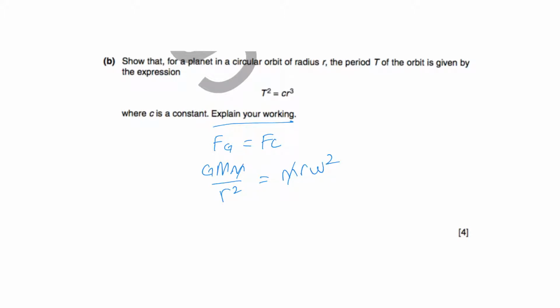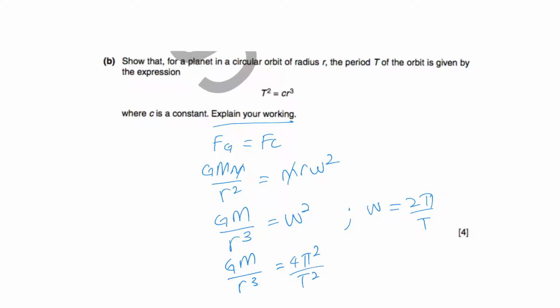So you will get GM over r cubed equals to omega squared. So the next step is to get rid of the omega. So you will still remember omega equals to 2 pi over period. So you substitute that inside, you get GM over r cubed equals to 4 pi squared over T squared.